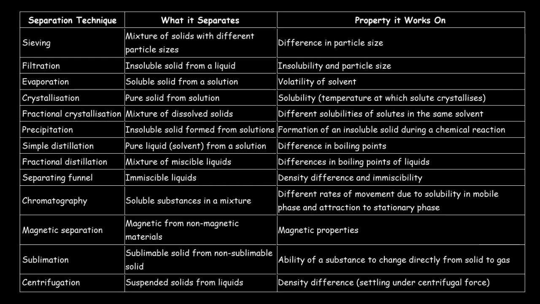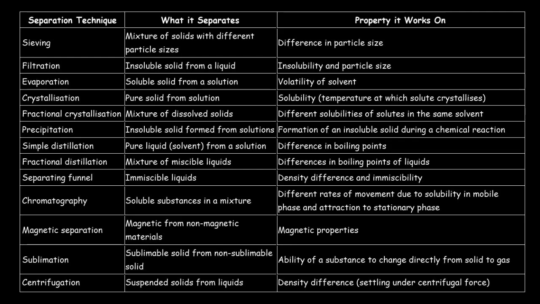Now we have simple distillation. It is used for pure liquid from a solution. Now it works on difference in boiling point. We have fractional distillation, which is used for a mixture of miscible liquids. It's still the same thing, difference in boiling point of the liquids. The next we have separating funnel. It is used for immiscible liquids, density difference and immiscibility.